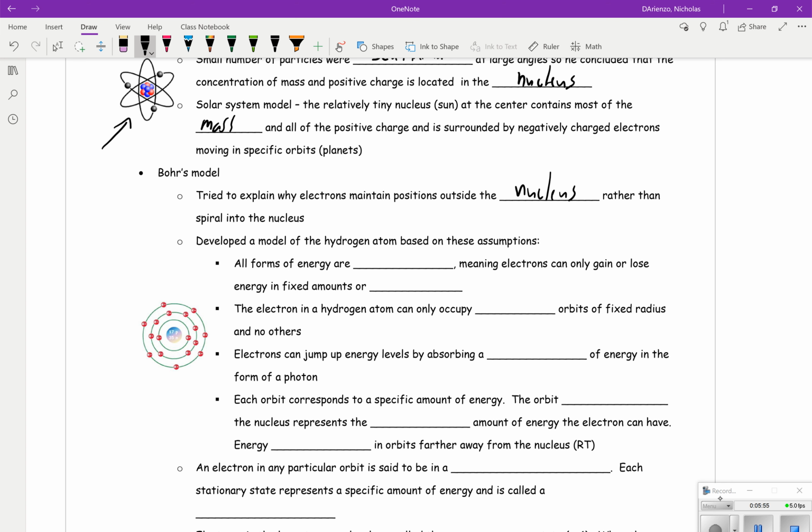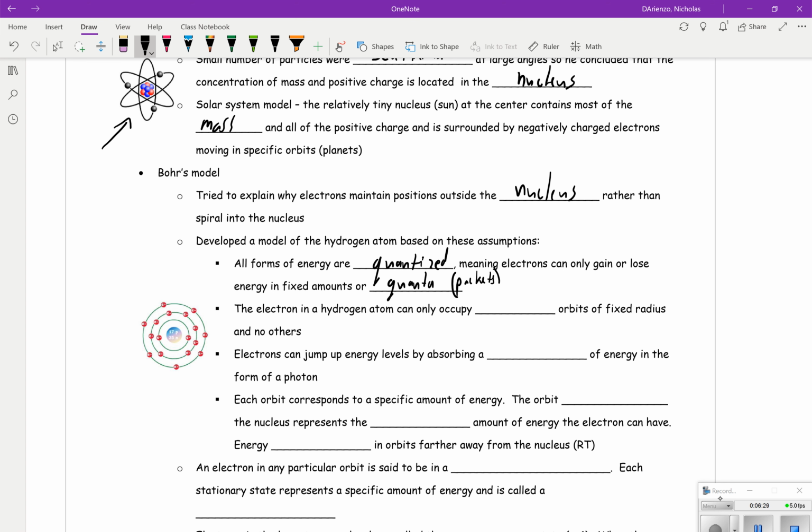So he developed a model of the hydrogen atom based on a few different assumptions. And he said that all forms of energy are quantized, meaning electrons can only gain or lose energy in fixed amounts, or quanta. We learned about this last lesson. This energy is known as packets. It's a specific amount of energy.